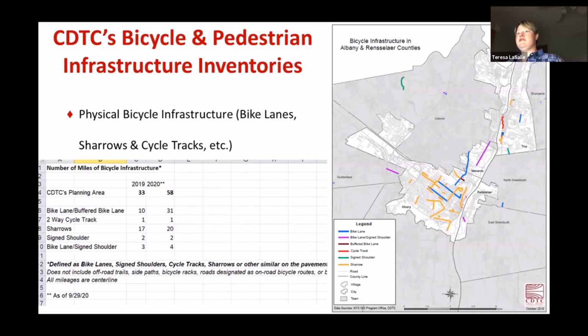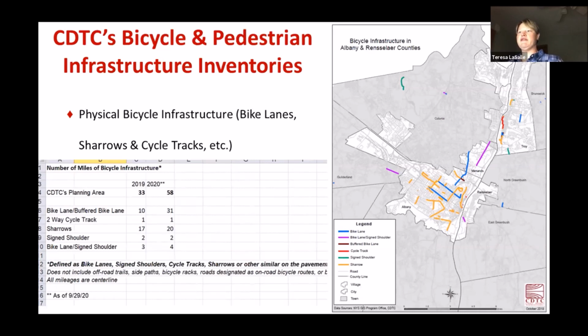And then this is our newest inventory, our bicycle infrastructure inventory. So here, we're defining bicycle infrastructure as on-pavement, physical bicycle treatment such as bike lanes, sharrows, and cycle tracks. Other facilities such as paved off-road trails, bike racks, on-road bike routes, or bicycle-related signs on posts such as share the road signs are either captured in a separate inventory, or we don't have inventoried at this time.